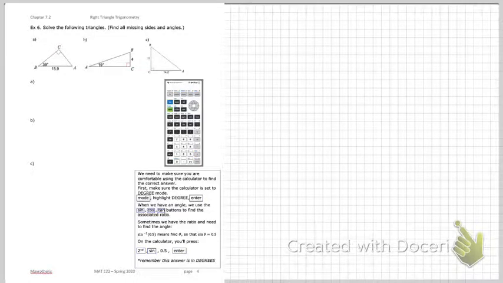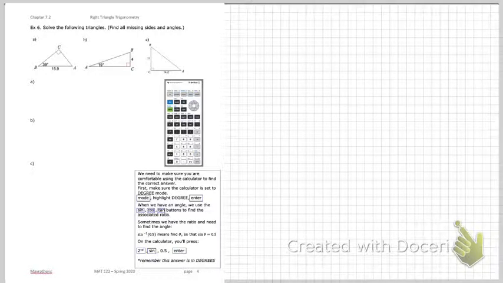Okay, here we go. Chapter 7.2, Right Triangle Trigonometry. This is page 4 of the notes, and it looks fairly empty, but we have plenty to do. In each of these, it's asking us to solve the triangles, which means we've got some information, but not all. And we need to come up with other angles, other sides, and go from there.